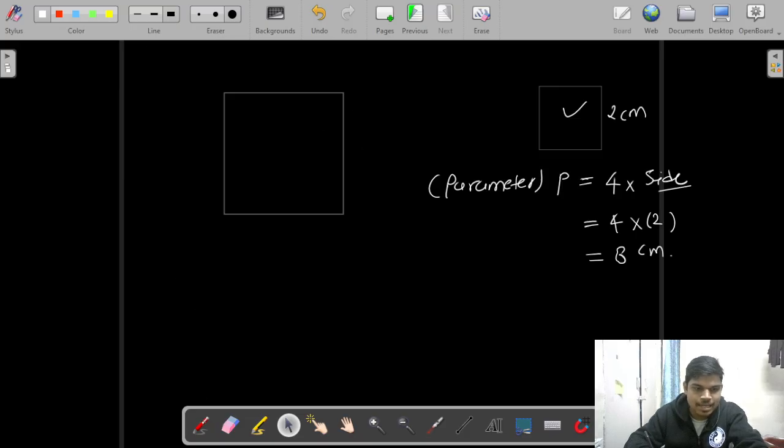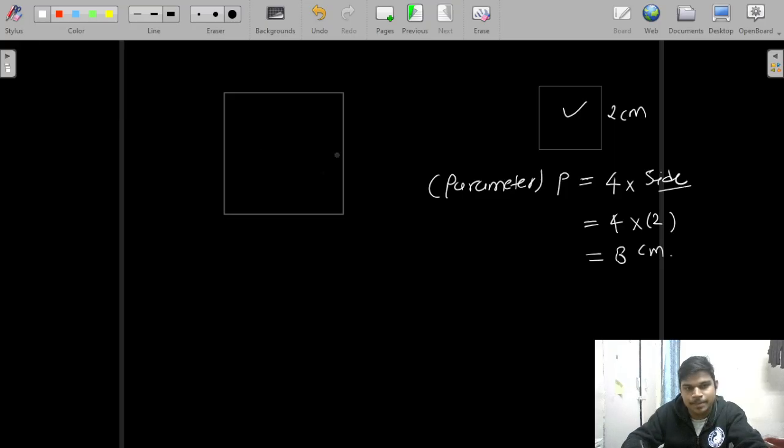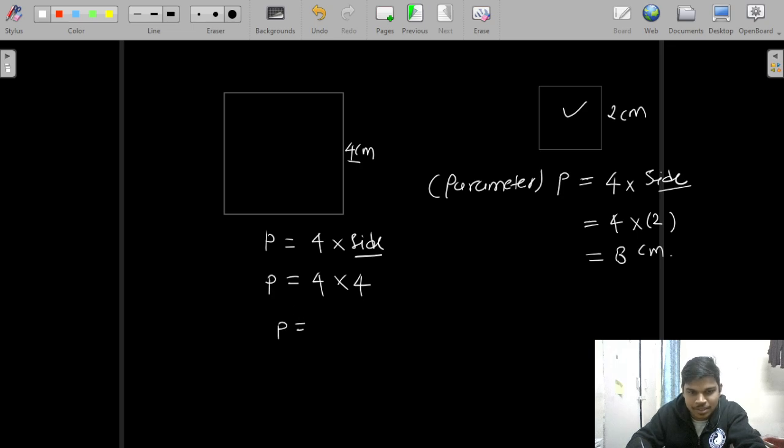Suppose in this case, I'm taking again a very simple explanation, also very simple as the previous. Suppose this is 4 centimeter side. Now what is the perimeter? 4 times side. So now I'm going to put at the place of side 4, because my side is 4. Side for this square is 4. So my perimeter is changed to 16.